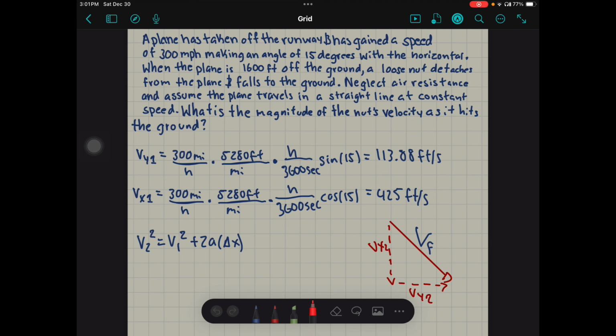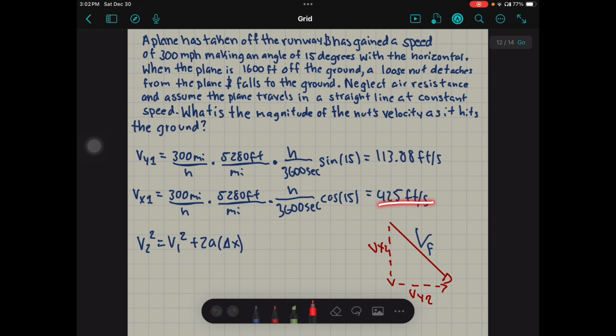Because the plane is making an angle of 15 degrees, we need to break our velocity down into x and y components. To solve for the y component, we do sine of 15, and to solve for the x component, we do cosine of 15. Plugging everything into a calculator, the velocity in the y direction is 113.88 feet per second, and the velocity in the x direction is 425 feet per second. Moving on to the problem, it's asking for the nut's magnitude of velocity.